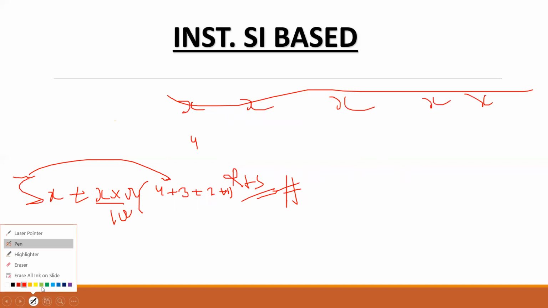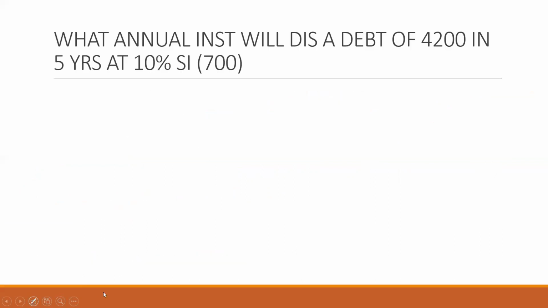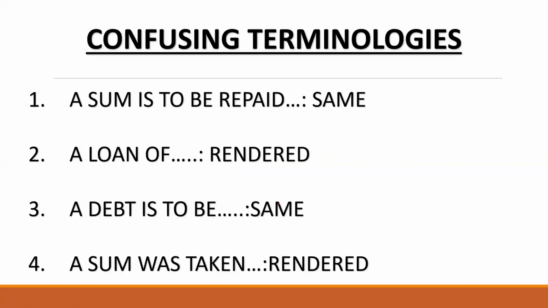Now that was the theory, now let's apply it to questions. I will again come back to this for the CI part 2. One question: what annual installment will discharge a debt of 4200? Discharge a debt of, coming back, a debt of. So same.